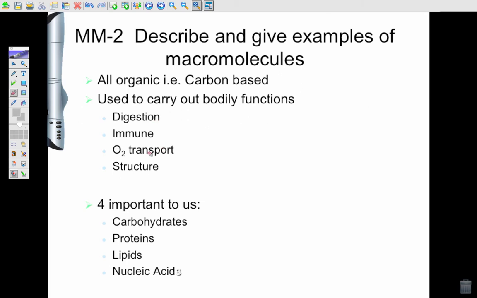The four macromolecules we're going to talk about are these ones: nucleic acids, lipids, proteins, and carbohydrates. Okay, and all of our macromolecules are carbon-based. So that's what makes them organic.